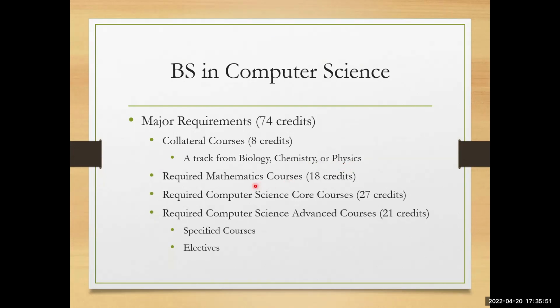After that, you need to take some math courses. It's 18 credits. And then you need to take the computer science core courses. After that, you take some advanced courses. The advanced courses include the specified courses and also electives. So we do give you some flexibility. If you are more interested in some courses, you can choose to take those courses.